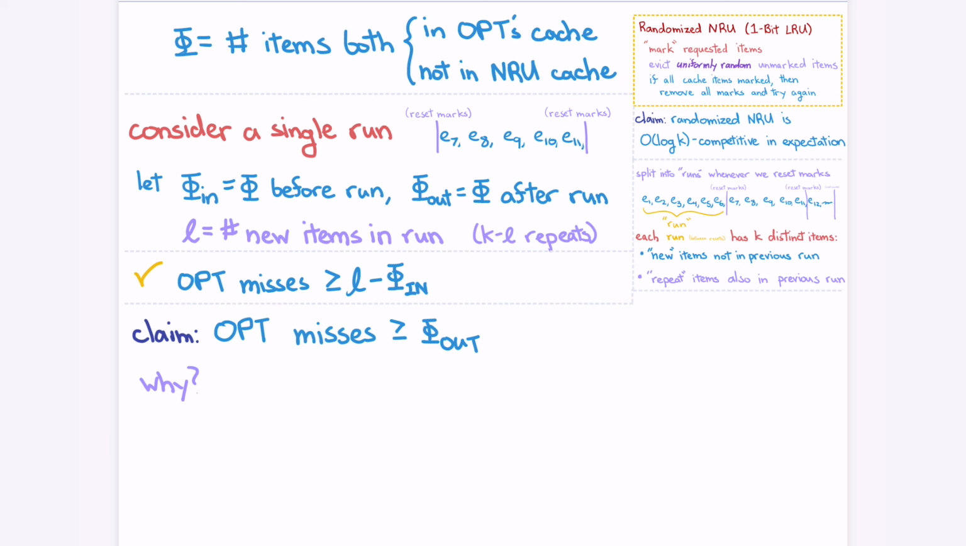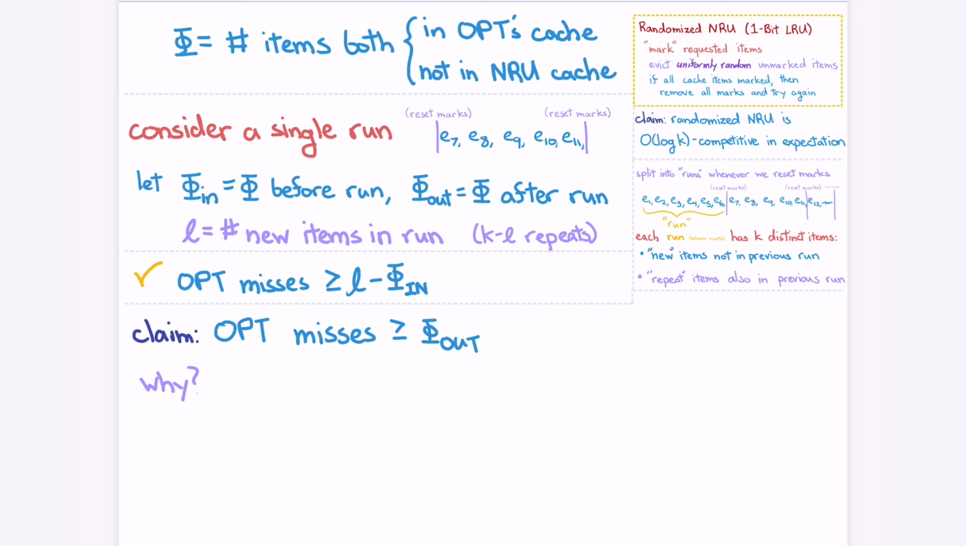Yeah, we have all k distinct items that appeared in the run. Let's say phi out is 6 for the sake of concreteness. So we have the k items that appeared in the run, and apparently opt has 6 other items at the end of the run, leaving k minus 6 of the original items, right?